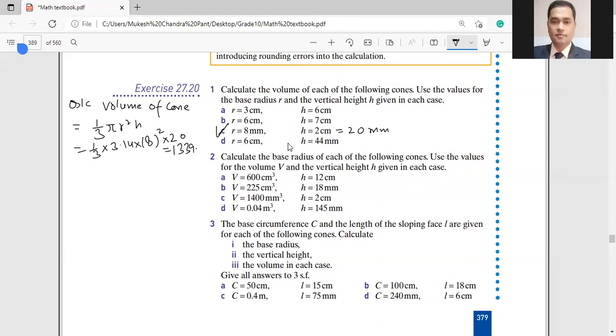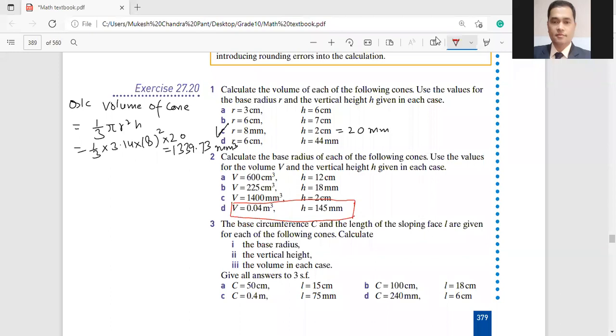Okay, 1339.73 millimeter cube. Okay, millimeter cube. So this is question number 1C, guys. This is question number 1C. Clear? Check this calculation in your calculator.